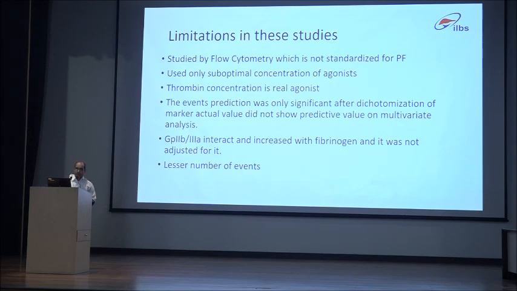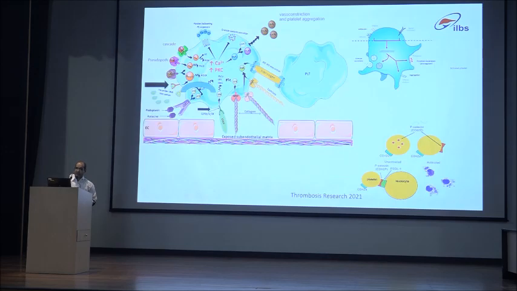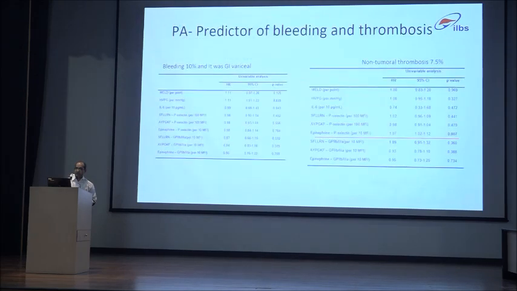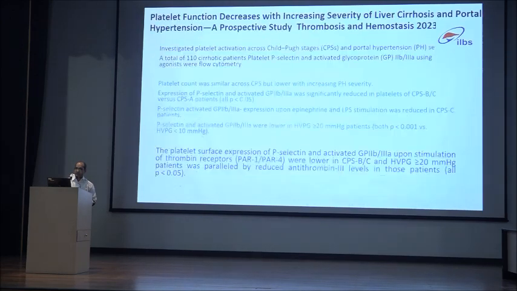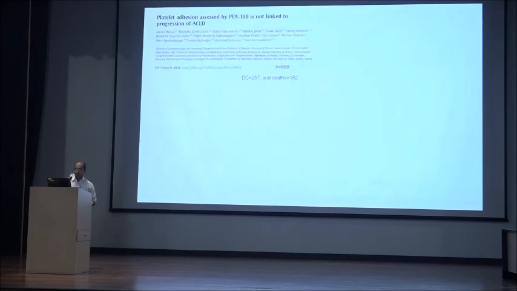And when you see this figure, glycoprotein 2B also takes the advantage of fibrinogen to get activated and for its function and activity. They have not considered this in the study of glycoprotein 2B, and it was not adjusted for it. And the event numbers were very low, especially those related to hemostasis, which is bleeding or thrombosis.